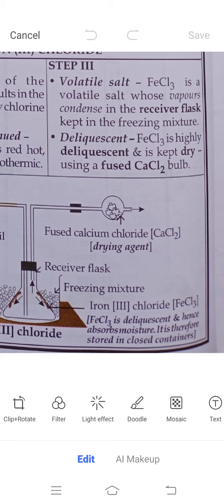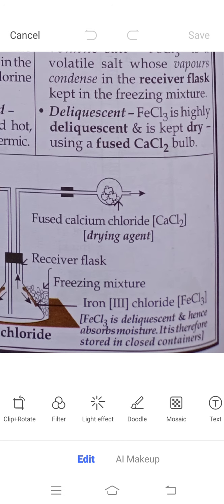This is very important to keep, because the iron 3 chloride which is prepared is a deliquescent type of salt. What is deliquescent? Those substances which absorb moisture and dissolve in it. Yes or no? So during this preparation, it may be possible that ferric chloride will absorb moisture, so there should be no moisture present, hence we are keeping calcium chloride. It should be a completely dried salt which is prepared.